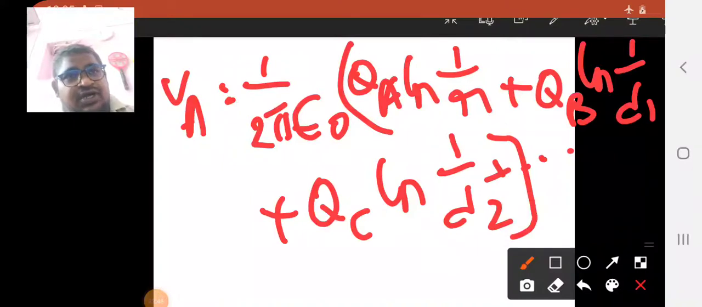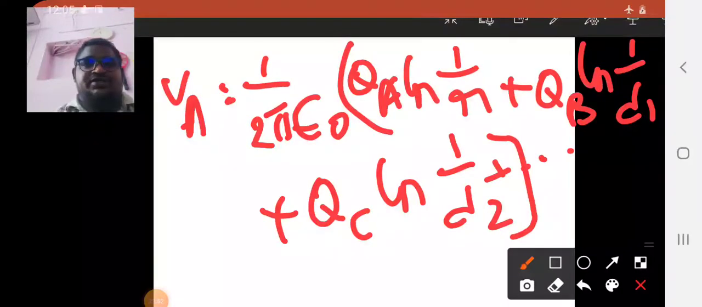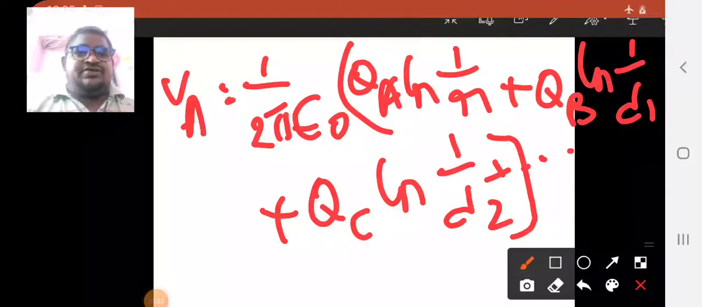So now let us find the capacitance of a single phase 2 wire line. Capacitance of single phase 2 wire line.